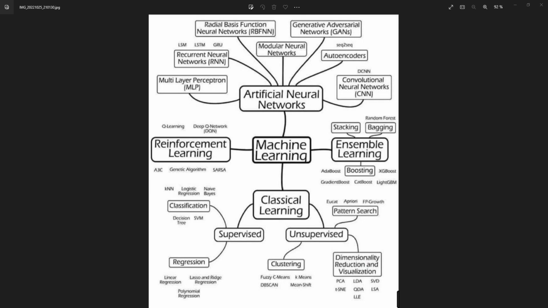And on the bottom, we have classical learning, which is divided into supervised and unsupervised learning. In supervised learning, we have classification and regression. In classification, we have KNN or logistic regression, which means we are classifying some data set, mostly a small data set, where we have a target of 0, 1, like the iris data set, something like this, to find the right pattern. And then we have regression.